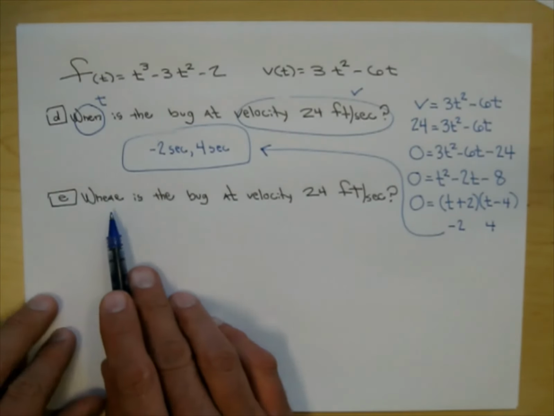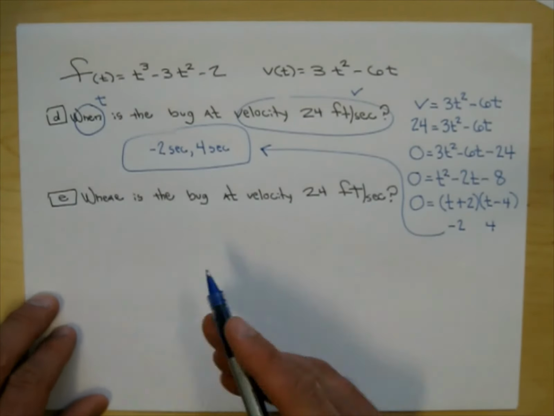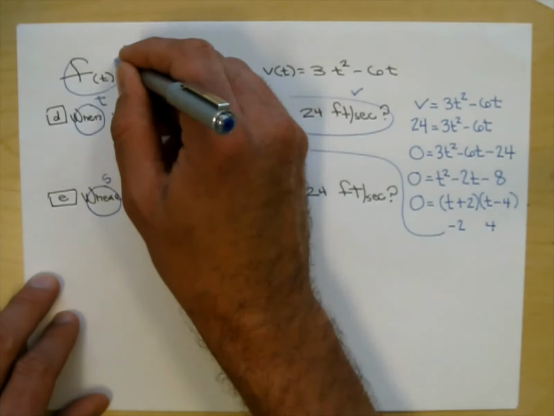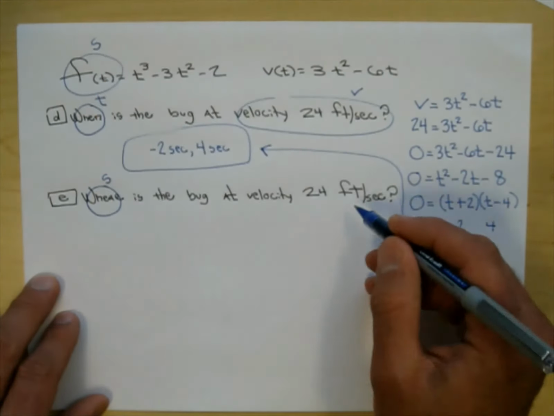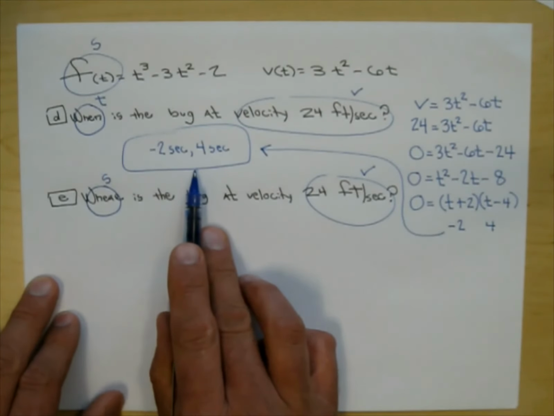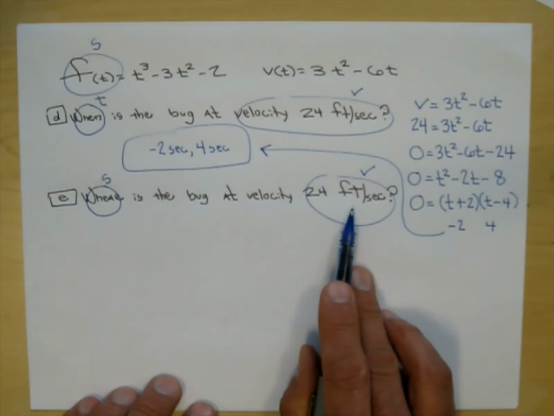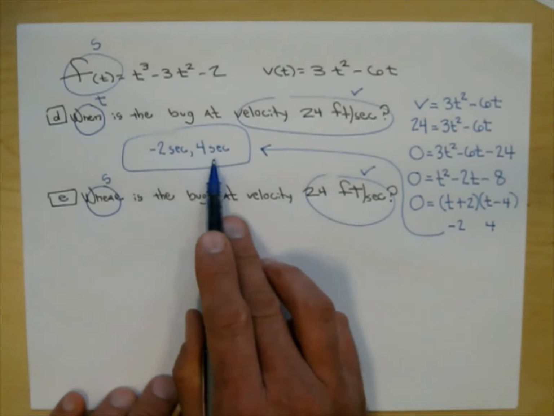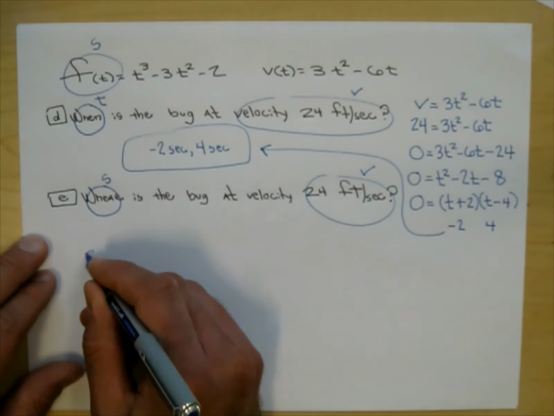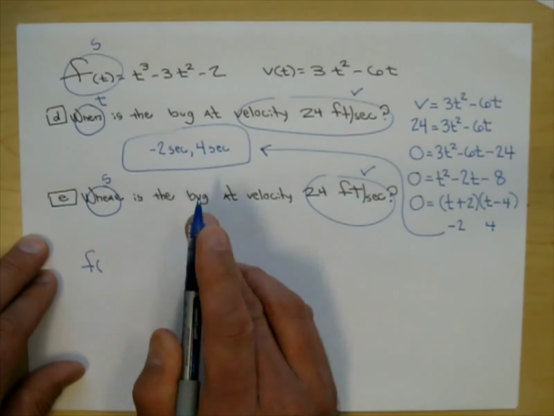The next question says, where is the bug at velocity 24 feet per second? Well, where is the S or the F? So, this right here is S, and it tells you the velocity, and we know the times. There are 2 times when the bug is going 24 feet per second. That's a velocity going to the right. And so we want to put each of these 2 times into our position function. So the first one is a negative 2. So I'm getting the times right here, and we figured that out in the last part.